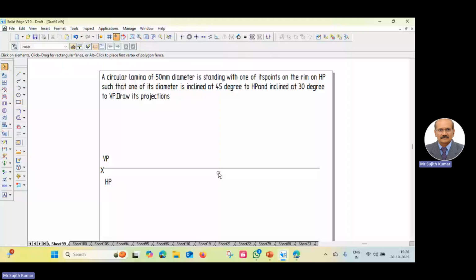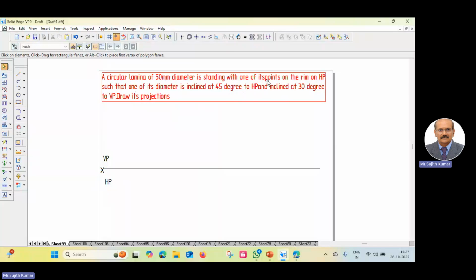Students, today we will draw the projection of the circular lamina. Let us read the question here. A circular lamina of 50 mm diameter is standing with one of its points on the rim on HP, such that one of its diameters is inclined at 45 degrees to HP and inclined at 30 degrees to VP. Draw the projections. This is a circular lamina of 50 mm diameter.